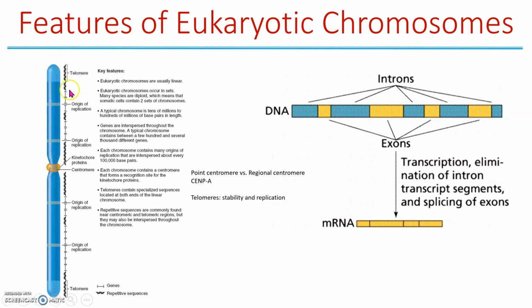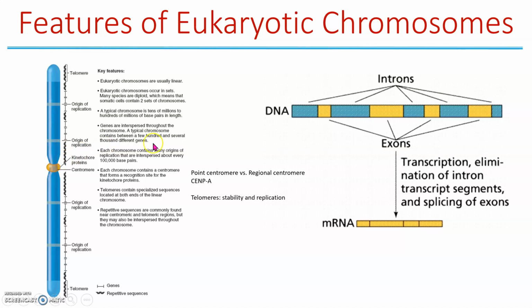Okay. The typical chromosome is tens of millions to hundreds of millions in base pair length. The genes are interdispersed, and so we have our gene region, we have several origin of replications. We know that there are many origin of replications, and they are about 100,000 base pairs apart. We also know that there's a centromere, and that at the ends we have telomeres. And the purpose of the centromere is to help us when it's time to pull apart our chromosomes.